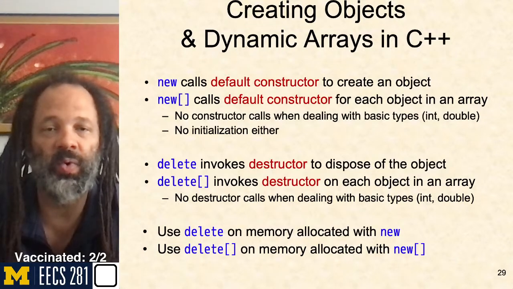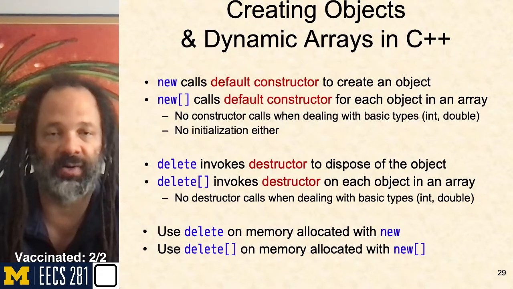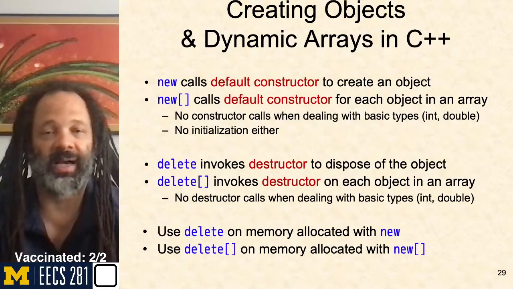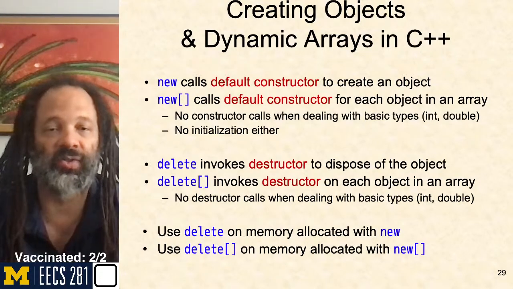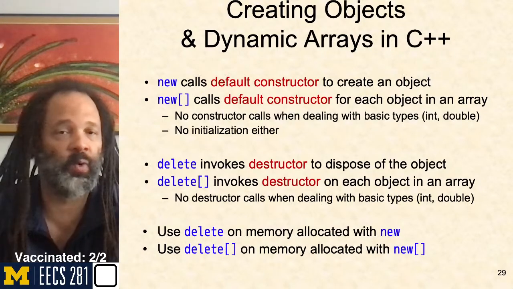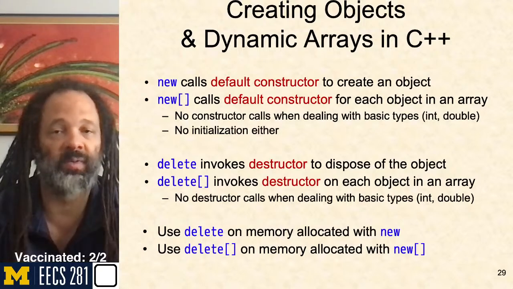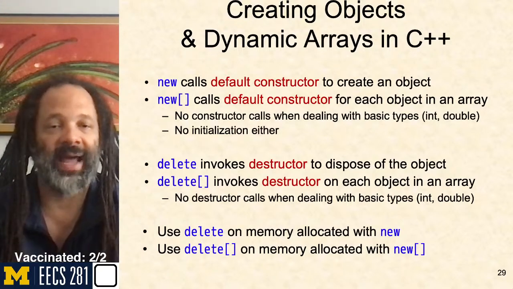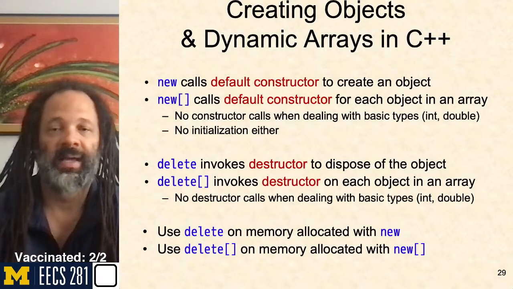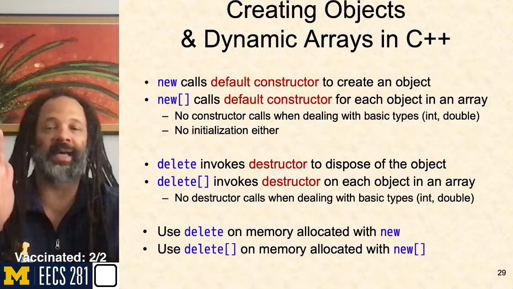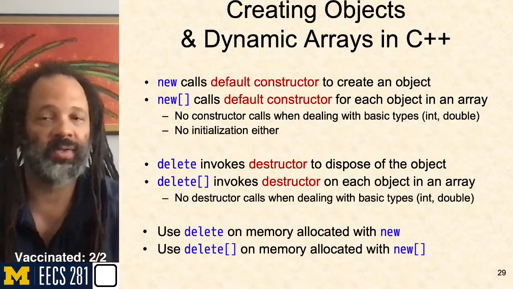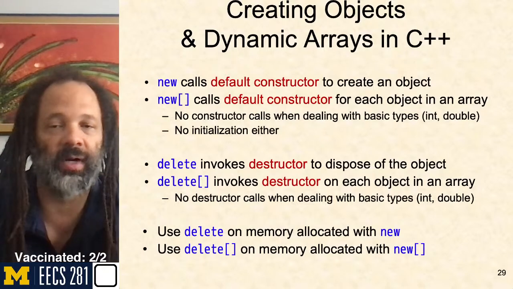When I call new, it uses the default constructor to create an object. When I call new square brackets, it gives me a collection of objects, but calls the default constructor on each one of them. We don't have to call constructors, of course, when we're talking about basic types, ints, doubles, floats, bools, and things like that. But objects that have constructors get default constructor calls. So you can't make them custom, say, I would like a new array of these things, and I want the first one to be initialized with 1, the second one with 2, third one with 3, and so on. You can't do that. You just get the default constructor.